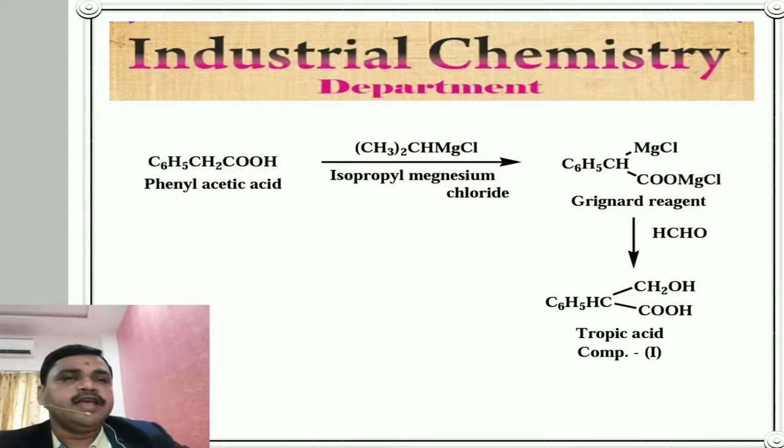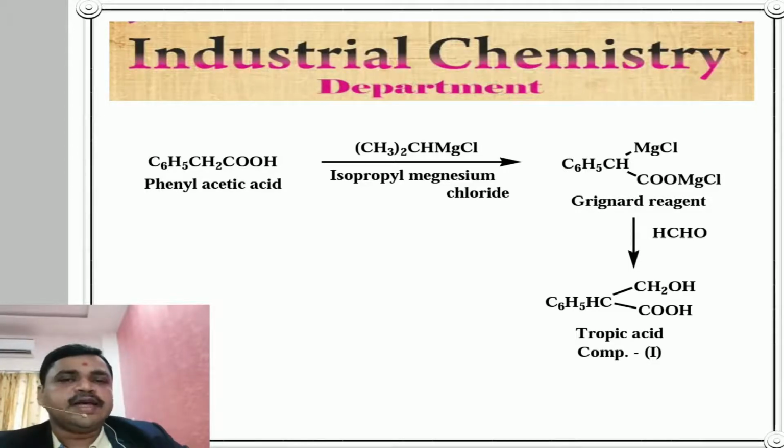Here we see in this reaction magnesium chloride salt is removed and a methanol group is introduced, and it is a derivative of carboxylic acid, so it is known as tropic acid. In this synthesis, this is our compound number 1.